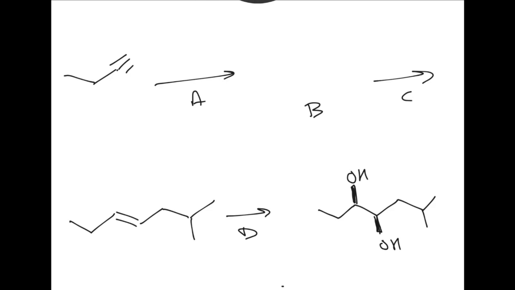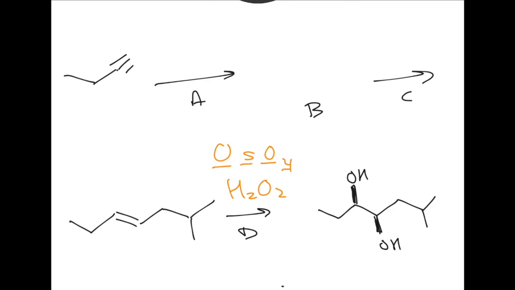Cold dilute KMnO4. But what if we're all out? What is the other way to do it? Osmium tetroxide and what? H2O2. So if you only knew cold dilute KMnO4 and then I threw osmium tetroxide, hydrogen peroxide on the exam, right? You'd be like, oh no, I don't know what this is, it's a new one, right?